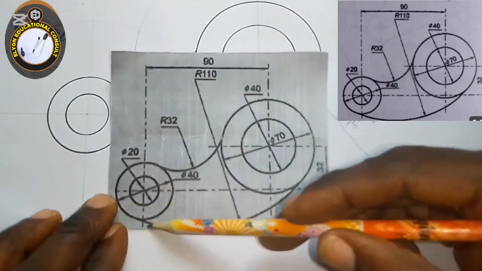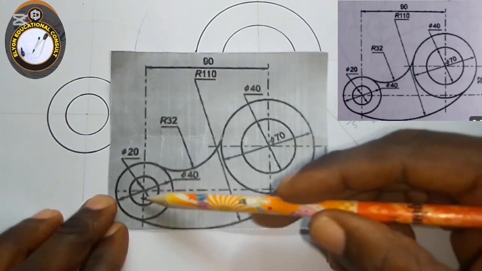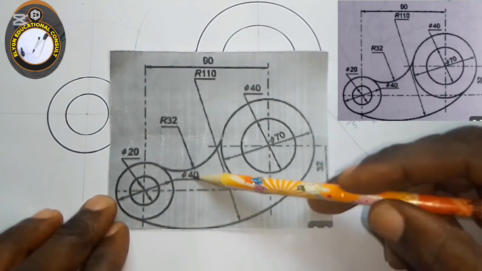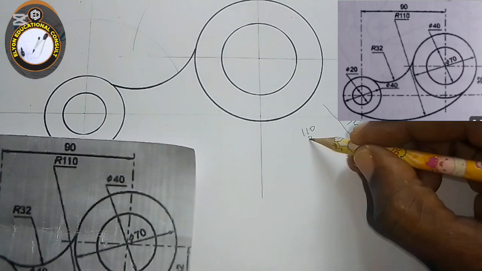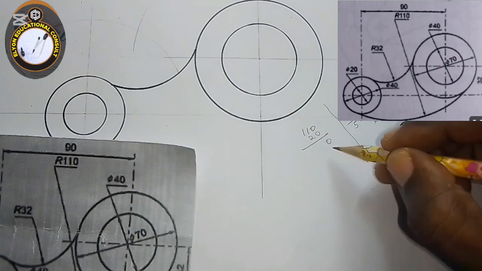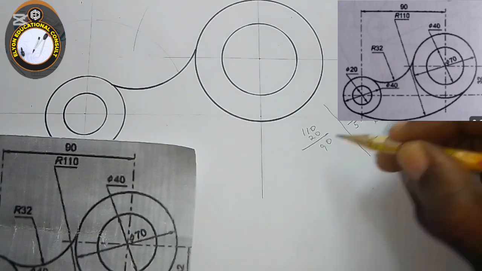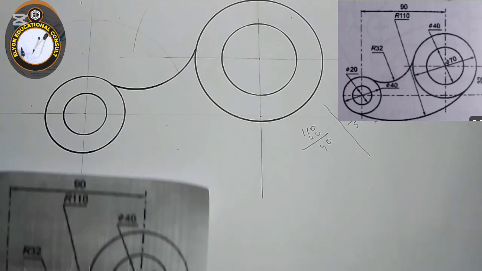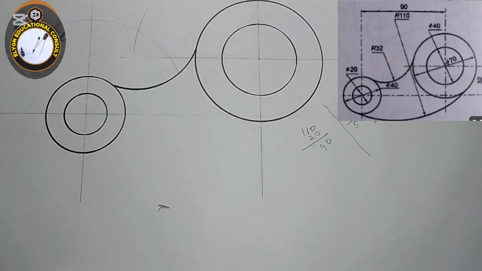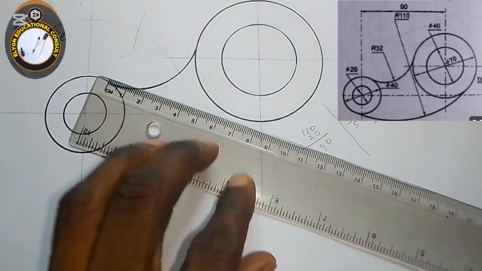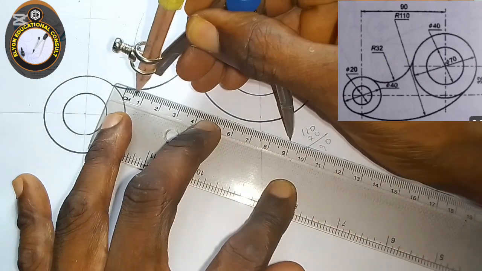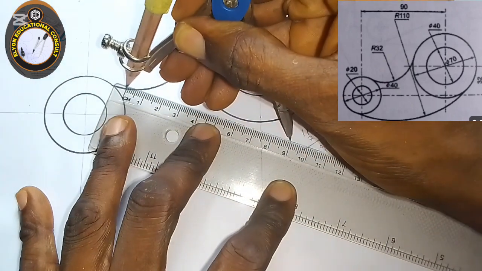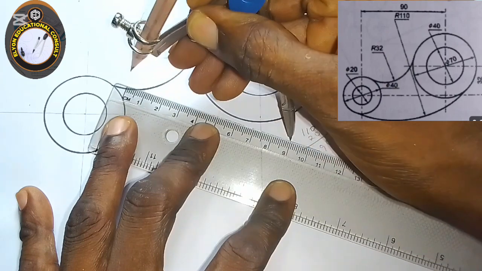Now let's focus on this. I want to draw the tangent to this. Don't forget the diameter is 40, the radius is 20, which is going to be minus 20. This is 0, then this will give me 9. So that is 90. I'm going to open my compass to 90 this way. Okay, 90. Sure, it's 90.